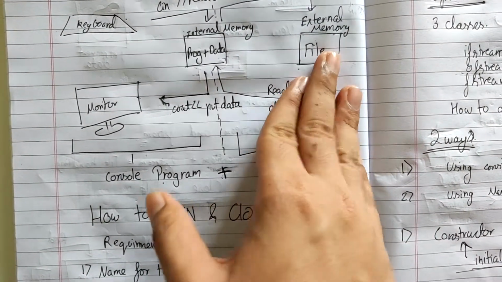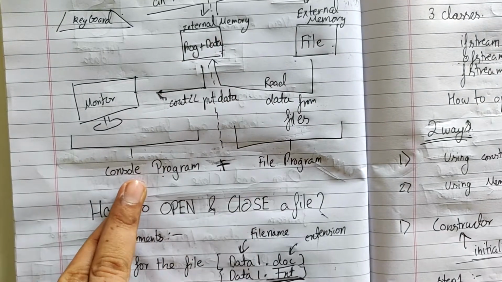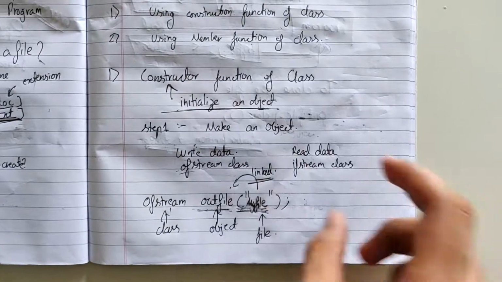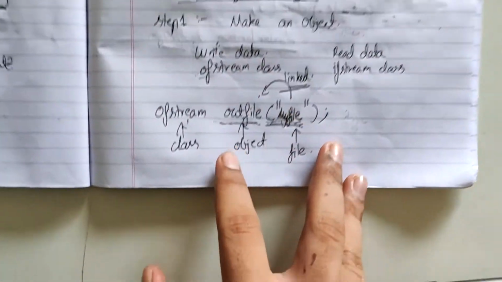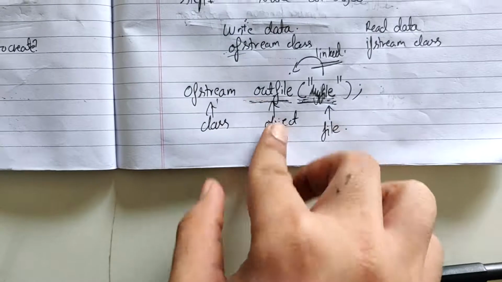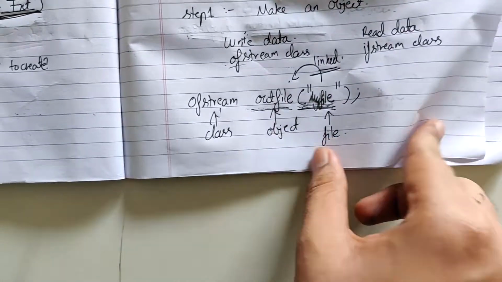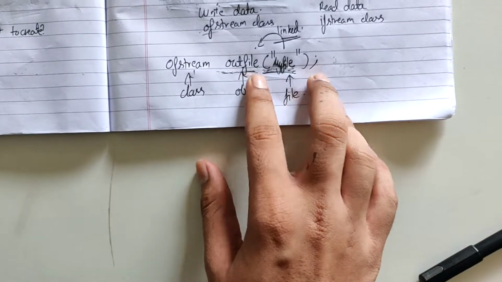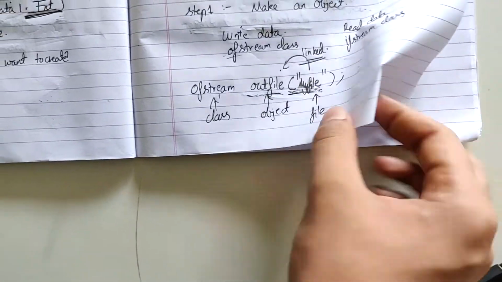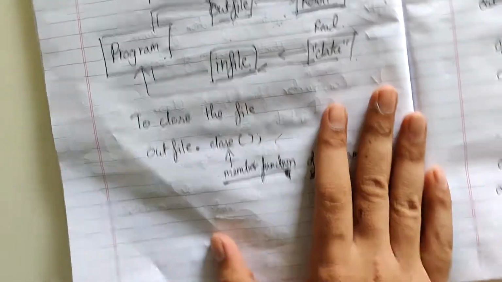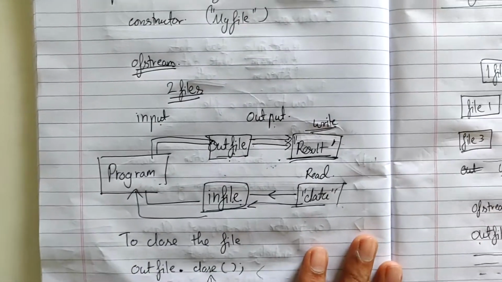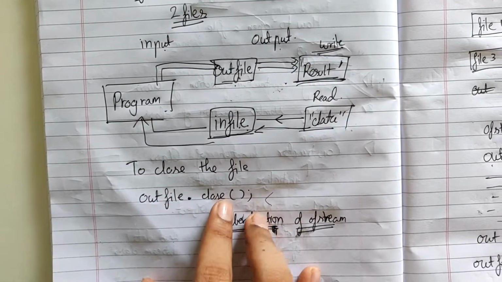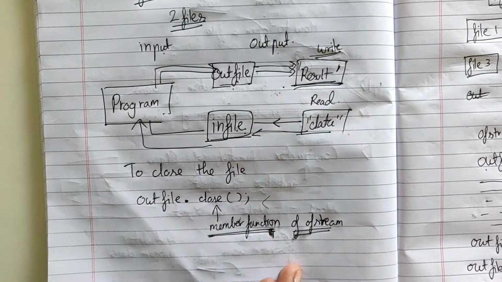We also saw how the program connects the console program and the file program together. If you want to use the constructor method, you use the class, you create an object and you link it to the file. Every time you write outfile, my file, it will open the file for you. And then to close it, you write the normal close statement, which is outfile.close. It will close the my file which was linked to it.